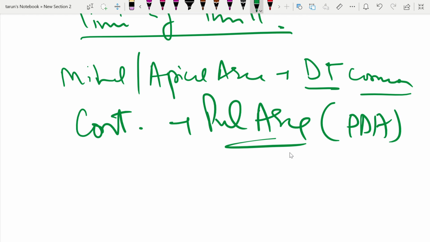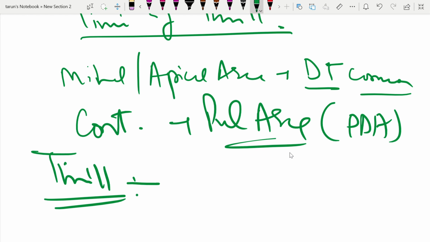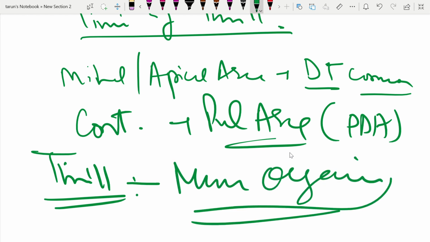Thrill is usually present in stenotic lesions and generally absent in regurgitant lesions of the heart. The presence of a thrill most of the time indicates that the murmur is organic.